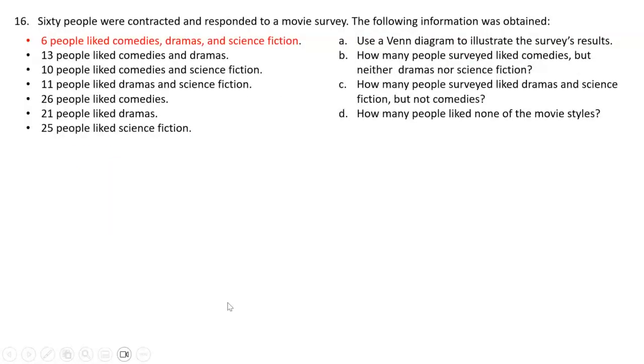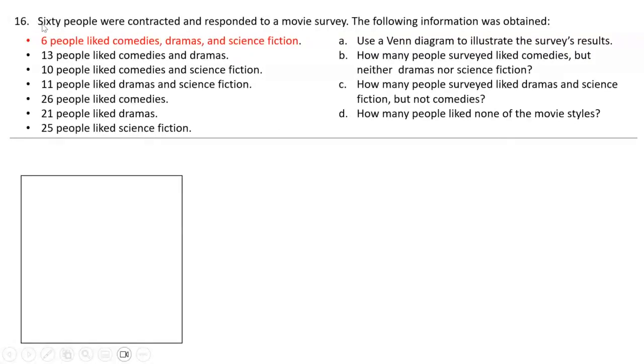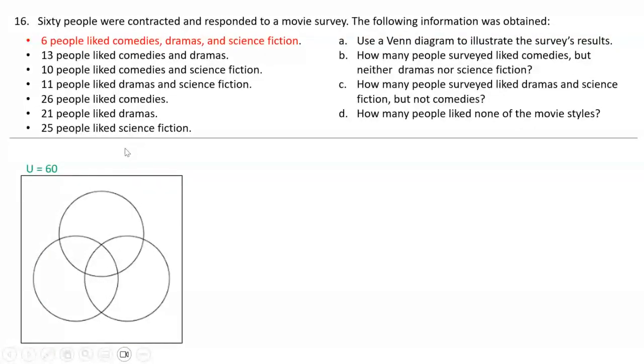Now this is number 16. Here they want you to draw a Venn diagram, and then you have to answer these questions. But first, this is the info given, and you're going to draw a Venn diagram, and from the Venn diagram, you answer the questions. Okay, so let's start. It says here there's 60 people, right? 60 people means that the universal set will be 60. Now let's see, right here we have, let C be comedies, let D be dramas, and let S be the science fiction.